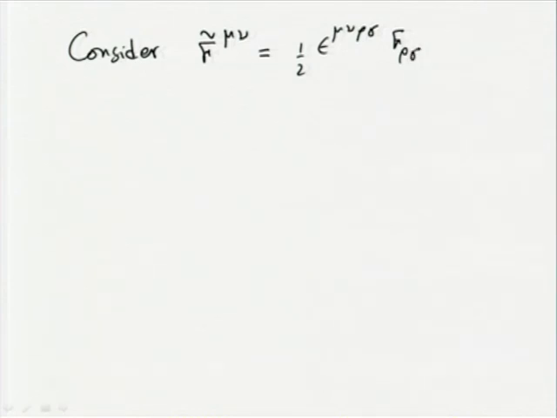Another object, which we will denote by F tilde mu nu, is equal to half epsilon mu nu rho sigma F rho sigma covariant. Here epsilon mu nu rho sigma is defined in this fashion: epsilon 0, 1, 2, 3 is equal to plus 1 and it is fully antisymmetric.